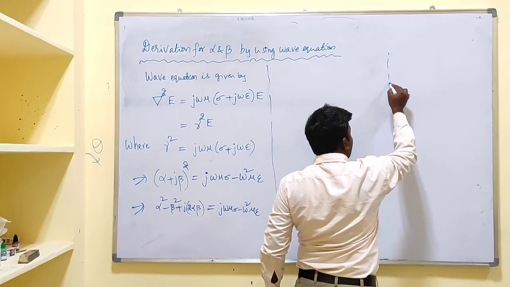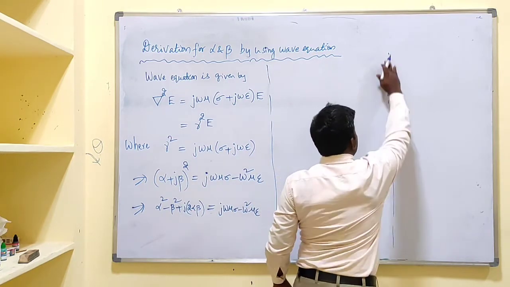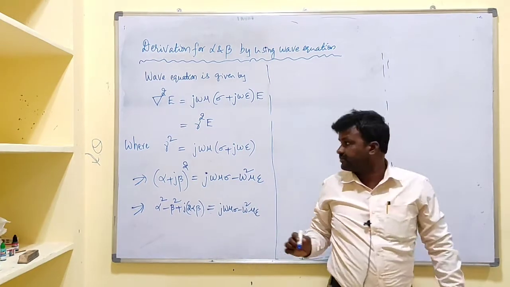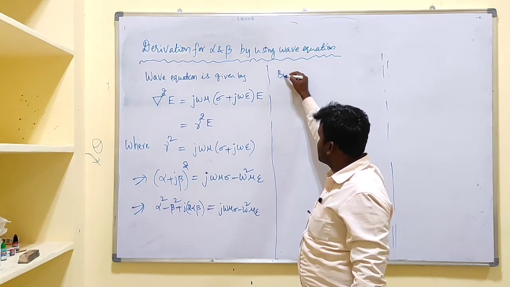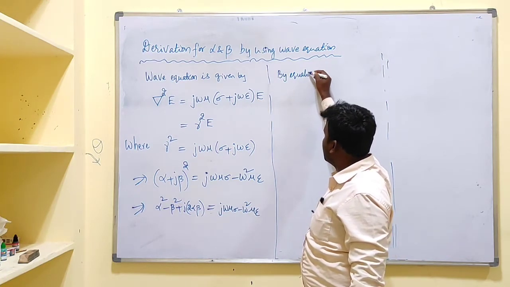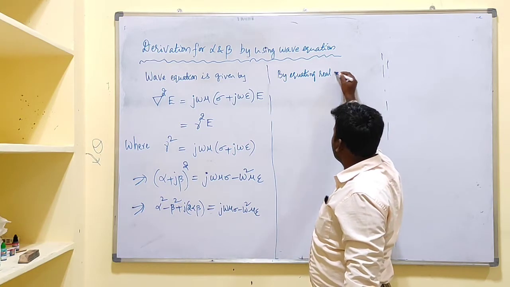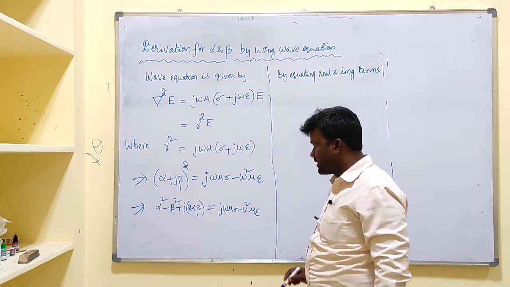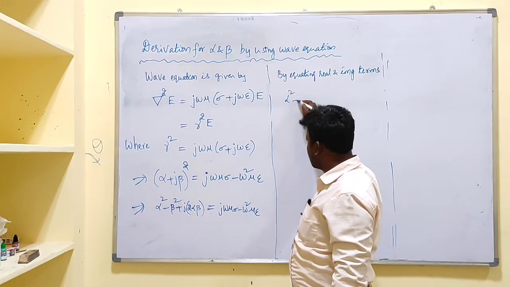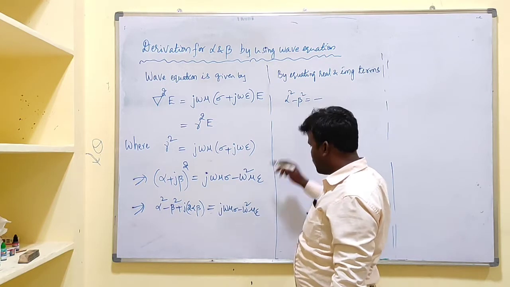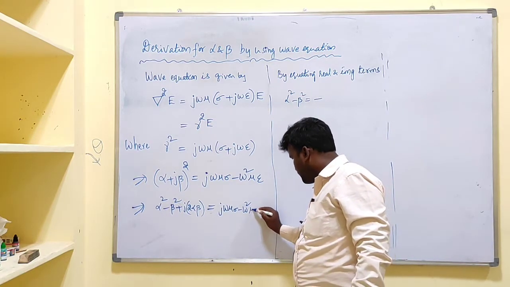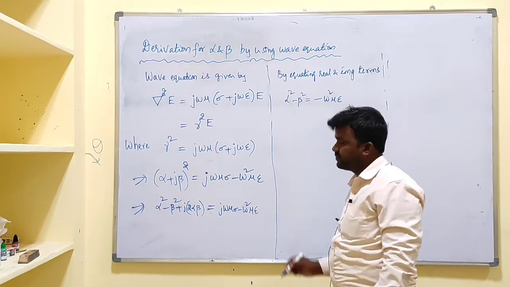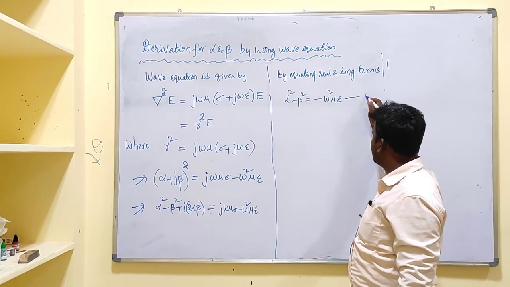Now by equating the similar terms, by equating real and imaginary terms, what is the real term on left hand side? That is alpha square minus beta square is the real term. That is equal to, on right hand side, the real term is minus omega square mu epsilon. Let us take this as equation 1.